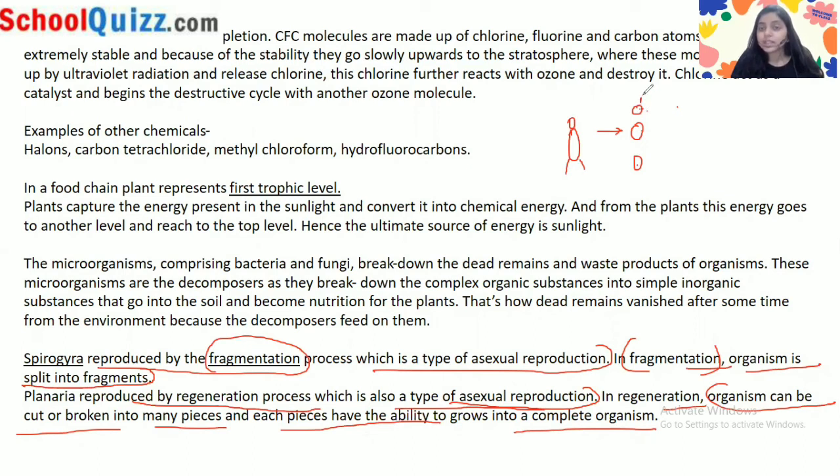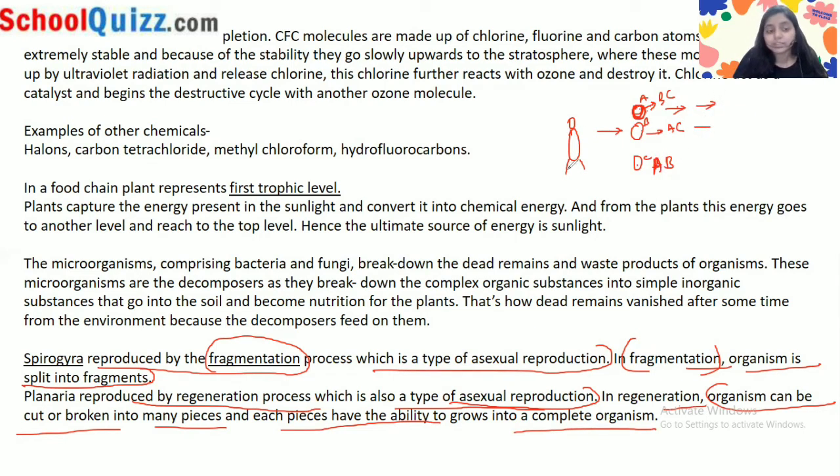So suppose this is an A part, this is a B part, and this is a C part. In the A part, to grow the A part, they have the information of the B and C parts. That's why they grow into a full-fledged organism. Similarly for B, they have the information of the A and C parts, and C has the information of the A and B parts. So that's why they can grow into a full-fledged organism.